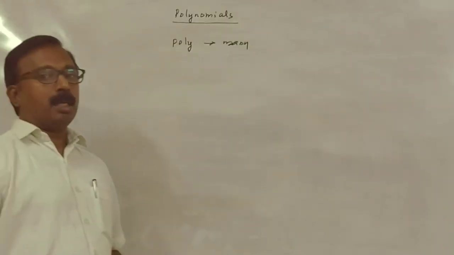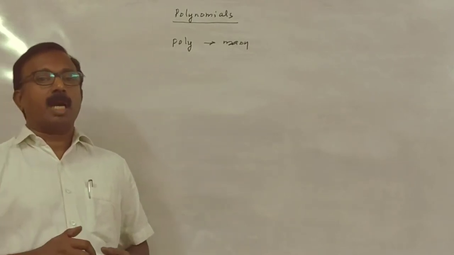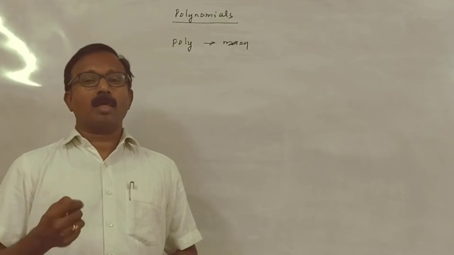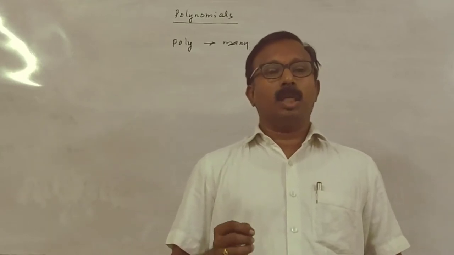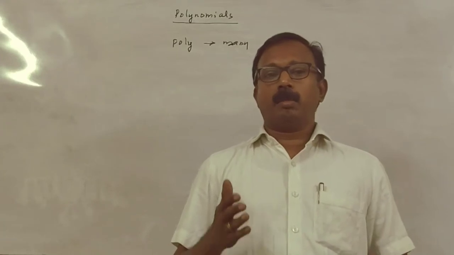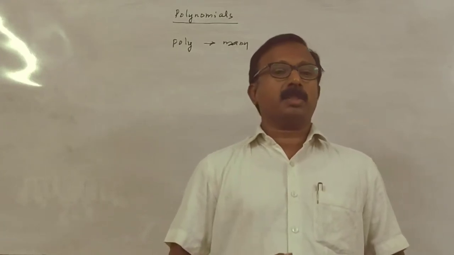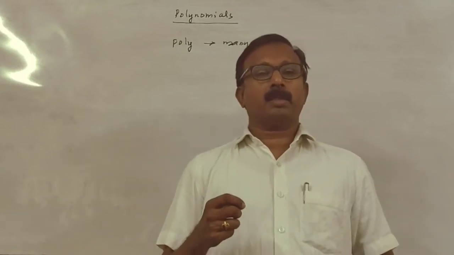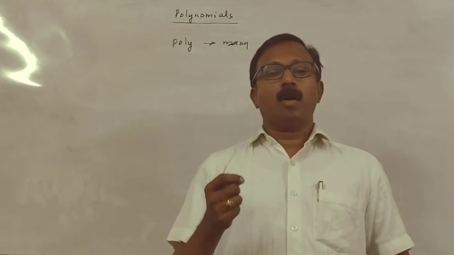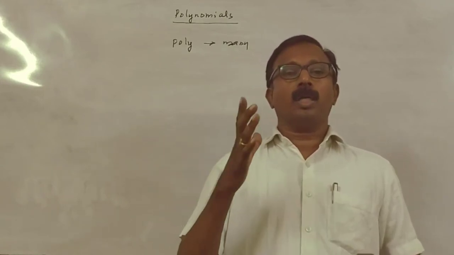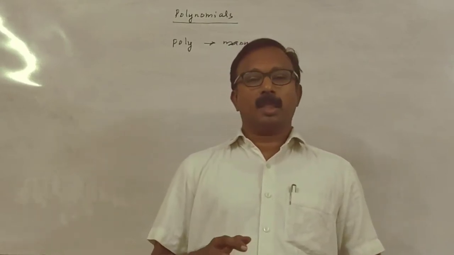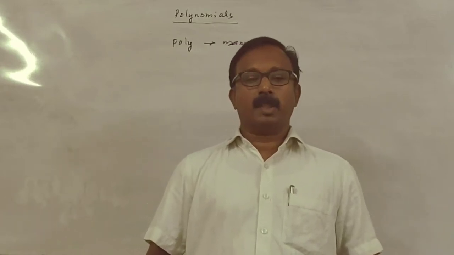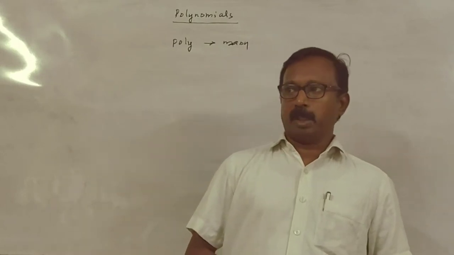So the word polynomial means an expression having variables, constants and exponents which are whole numbers. What do you mean by polynomial? Polynomial is a mathematical expression having variables, constants and exponents of whole numbers. Whole numbers means natural numbers including zero. That is known as whole numbers, isn't it? There are so many polynomials.